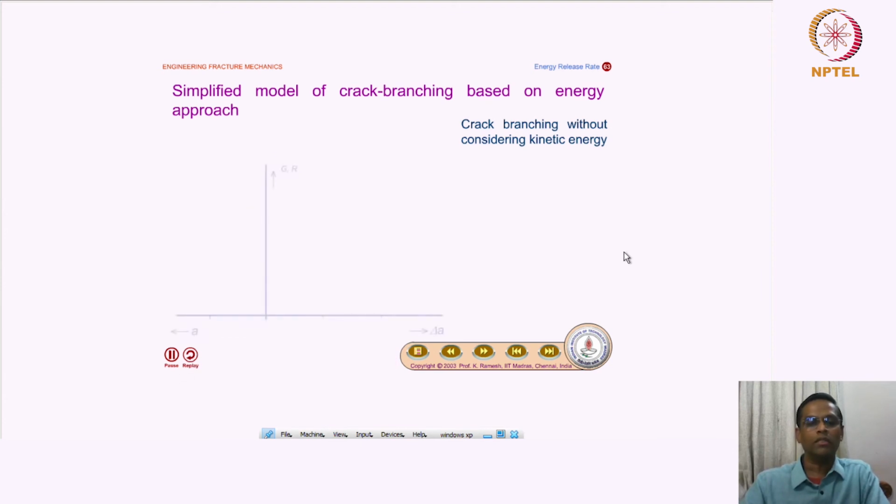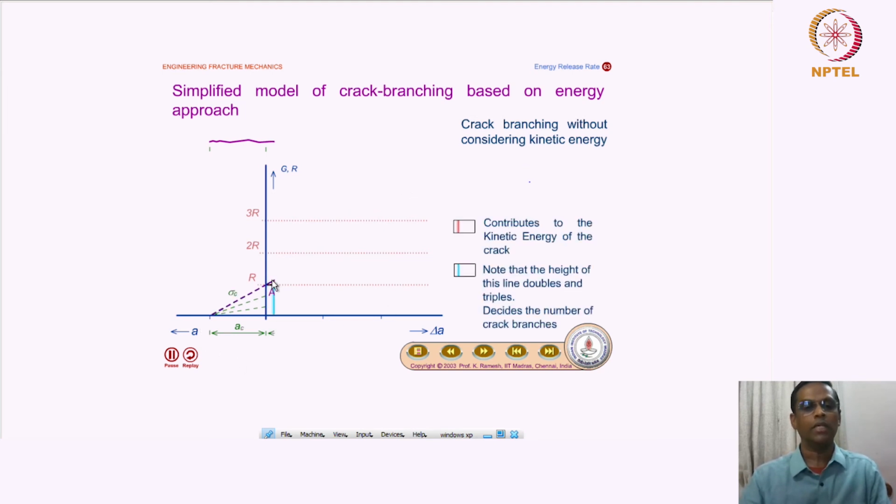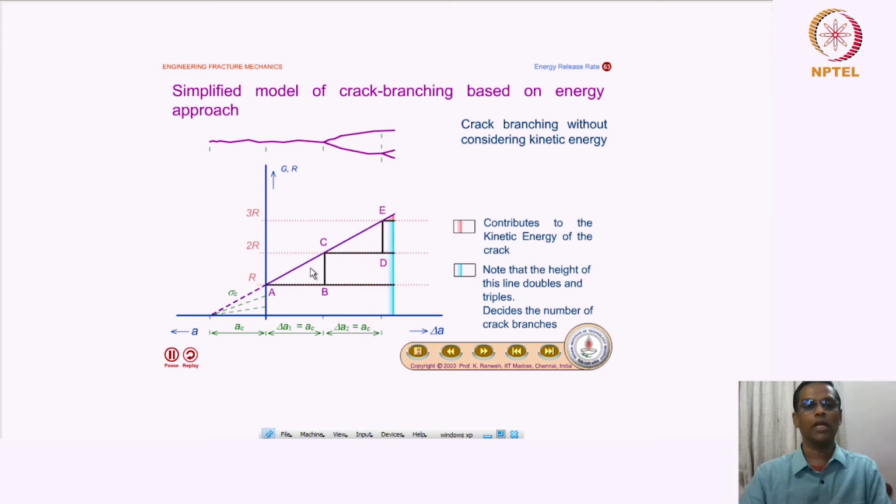So I'll play this schematic once again. It is nicely shown that the crack attains a particular velocity, then you try to dissipate the energy like this into branches. So 2R, 3R crack branches. So the bottom line is the energy release rate is able to give some conceptual explanation of crack branching. Okay, that is how we should look at it.